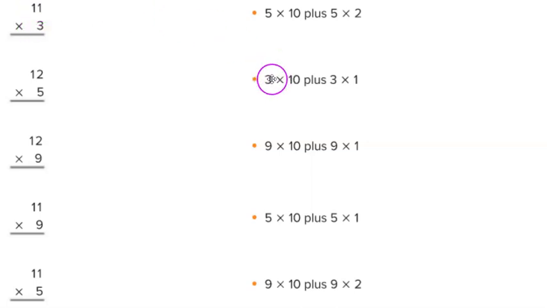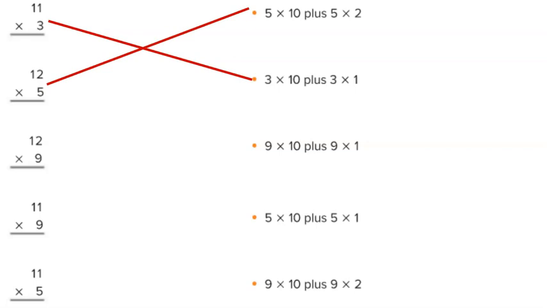So if I did 3 times 10, which is right here, I would have to add that to 3 times 1, because 10 plus 1 would be equal to 11. 12 times 5 would be, you could do 5 times 10, which is the known fact, plus 5 times 2, because 10 plus 2 equals 12.